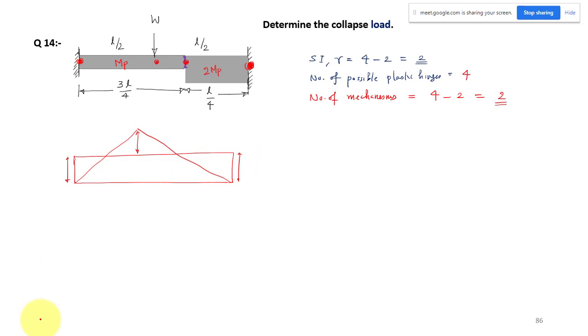Okay, two mechanisms are possible. So what are those mechanisms? The first one is, in this case, to form a mechanism we need 3 plastic hinges. To form a mechanism we need R plus 1 plastic hinges. So with indeterminacy 2, to form a failure mechanism there should be 3 plastic hinges.